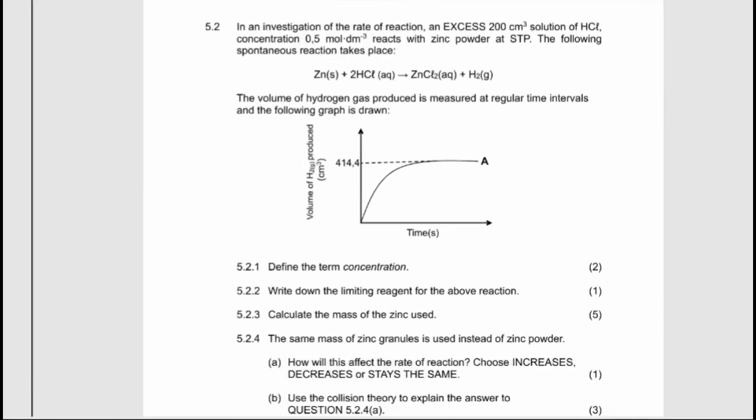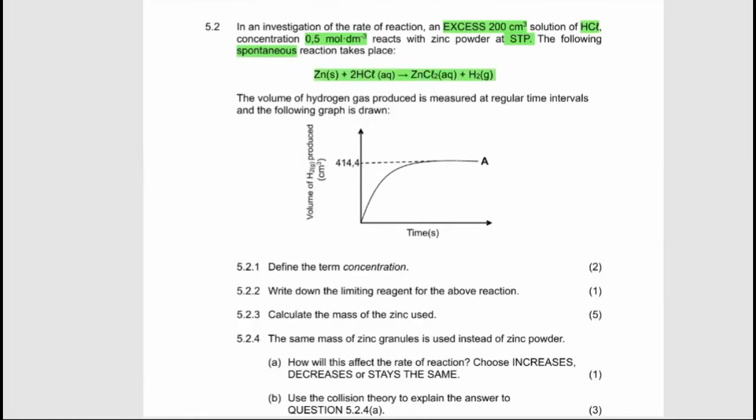So 5.2 says in an investigation of a rate of reaction, excess 200 cubic centimeters of HCl, concentration given as 0.5 mole per dm cubed, reacts with zinc powder at STP, right? So standard temperature and pressure. Then the following spontaneous reaction, so it means it automatically happens, takes place. After that, this is the reaction that is actually given.